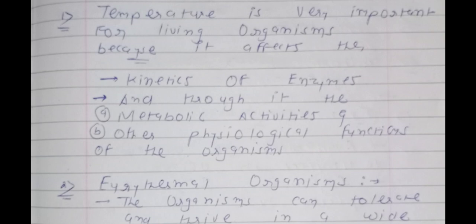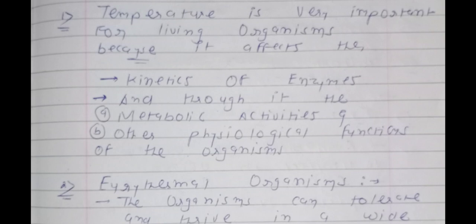Because of this, we can say that it will directly affect A and B. A is metabolic activities and B is other physiological functions of the organisms. You know that enzymes are very important. You can say that without enzymes, metabolic activities are not going to be performed. Okay, so enzyme is directly connected with temperature. At a particular temperature, enzyme will work, and if the enzyme works, then the process will be completed.